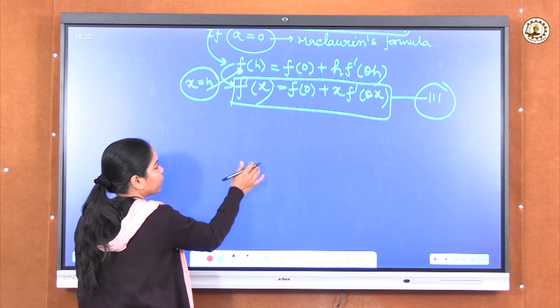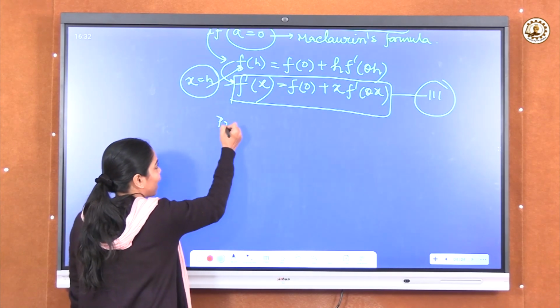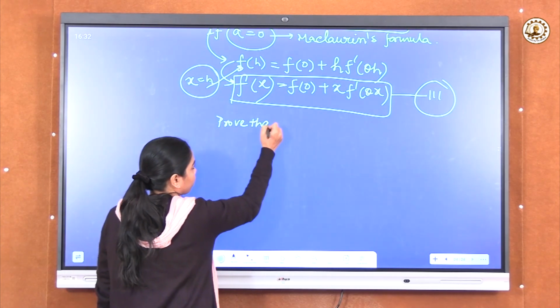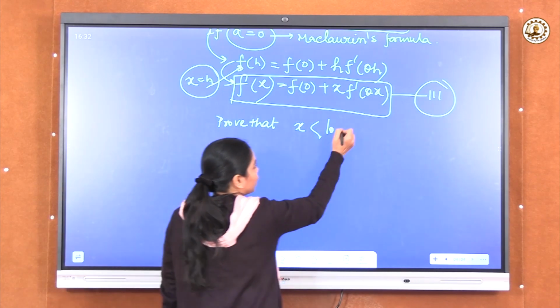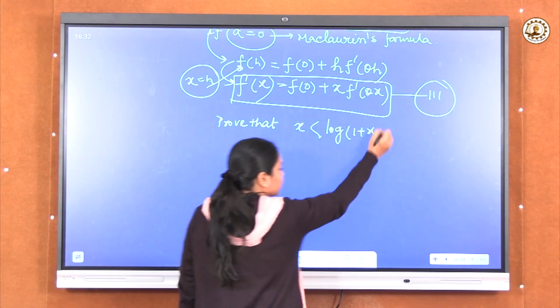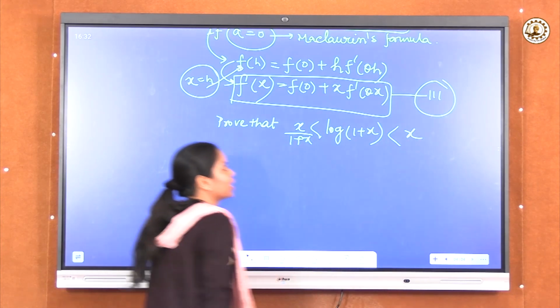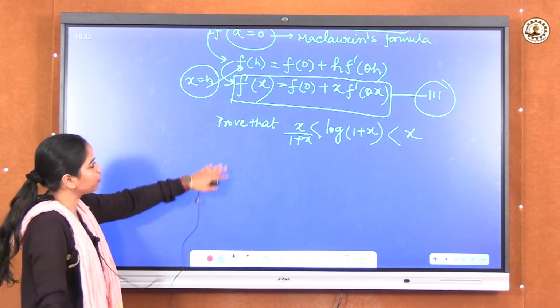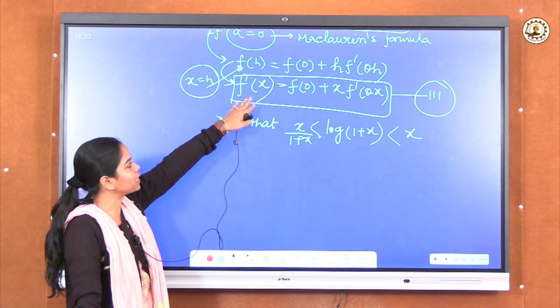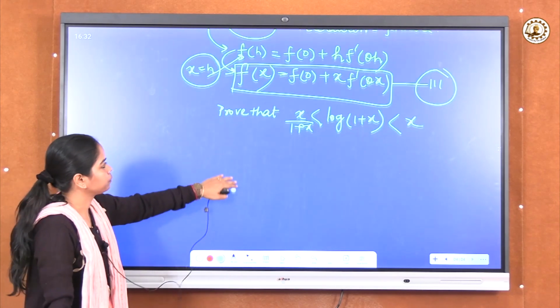Let us take an example of an inequality. Prove that x by (1 plus x) is less than log(1 plus x), which is less than x. Okay, now we will prove this by using this Maclaurin's formula.